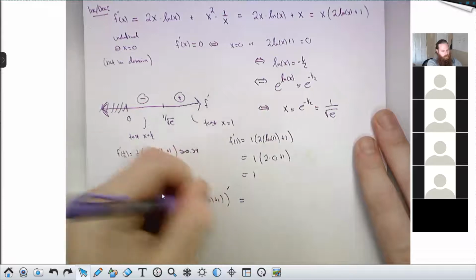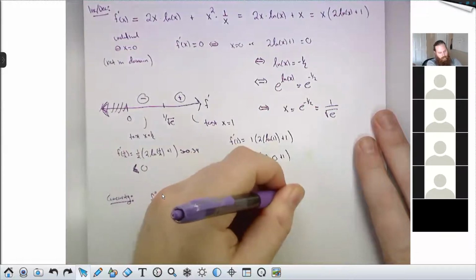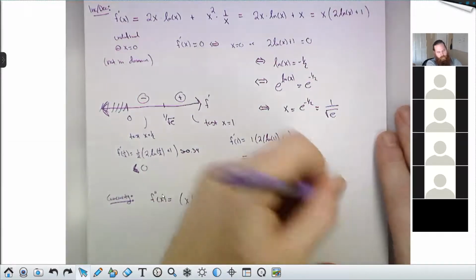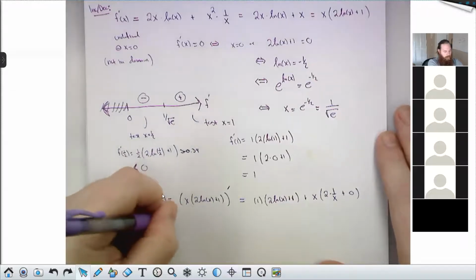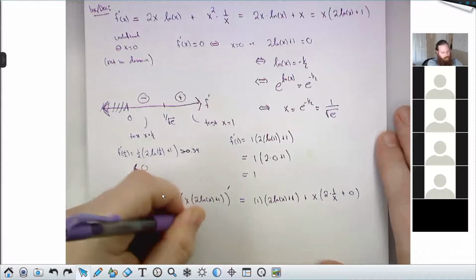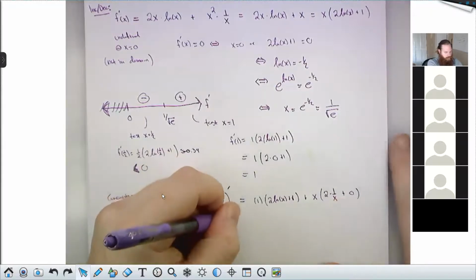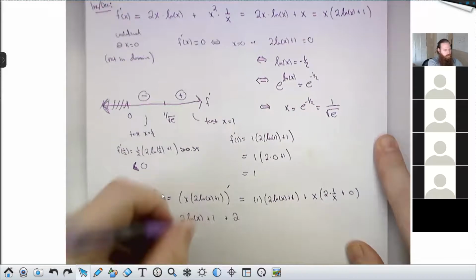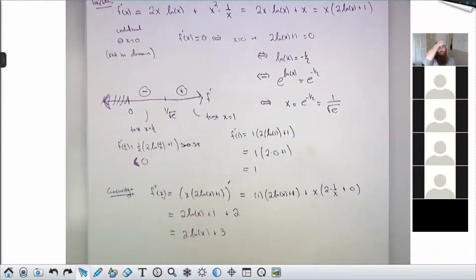So I differentiate the x, leaving the other thing alone. We have 1 times 2 ln x plus 1. Plus, now I leave the x alone and I differentiate 2 ln x plus 1. Well, the derivative of 2 ln x is 2 times 1 over x, and the derivative of 1 is 0. So f double prime is 2 ln x plus 1 plus x times 2 times 1 over x. Well, that's just 2, because the x and 1 over x cancel and make 1. x times 0 is 0. So this is 2 ln x plus 3. Not bad.